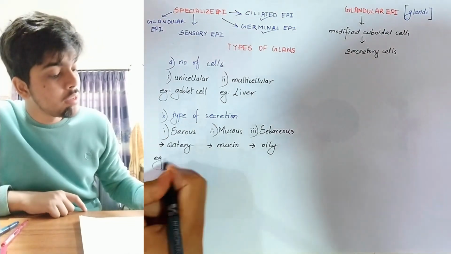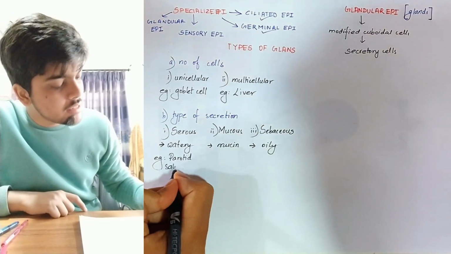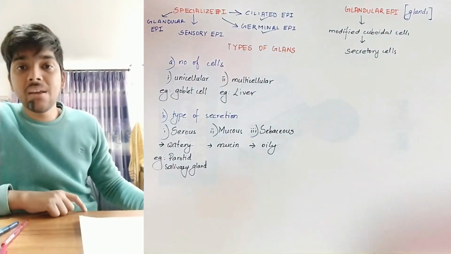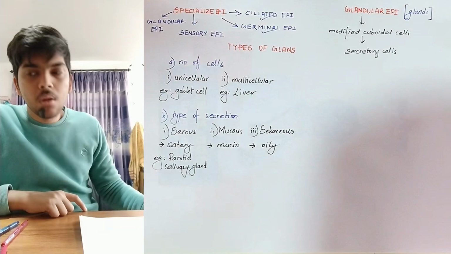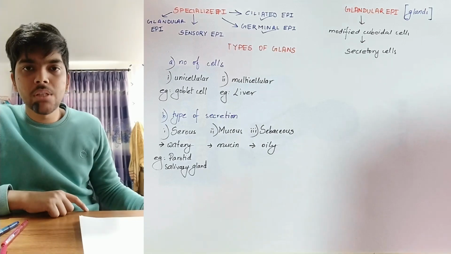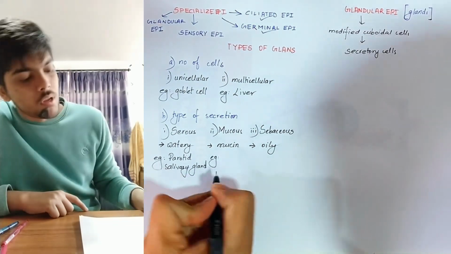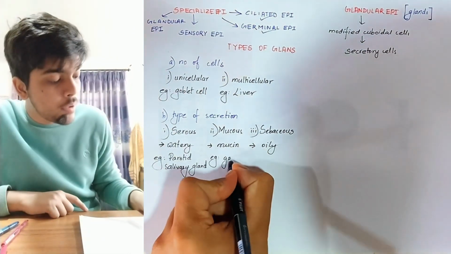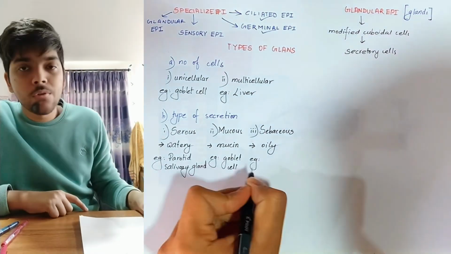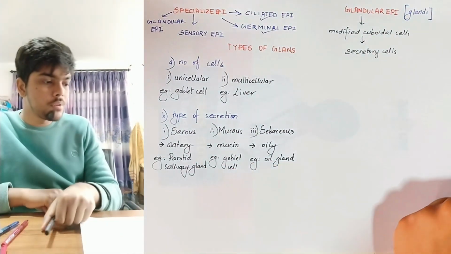Examples of each: serous gland, parotid salivary gland is a serous gland whose secretion consists of water plus enzyme ptyalin. So serous glands have serous secretion, which is watery secretion, which consists of protein in them. That's your mucous gland or goblet cell for mucous gland. Then for sebaceous gland, you have oil glands that have oily secretion.